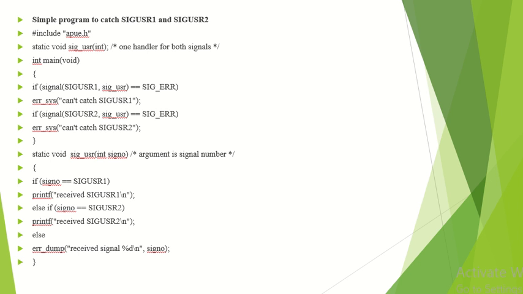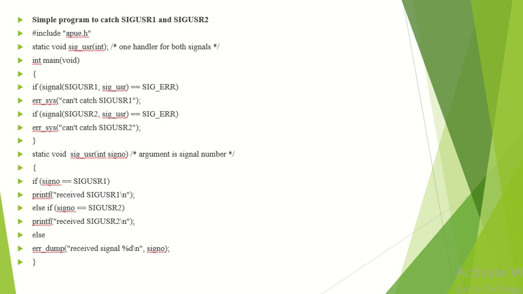And I think we need to focus on this sig_usr function. Static void sig_usr takes one argument, signo. If signo equals SIGUSR1, print received SIGUSR1, else if signo is SIGUSR2, print received SIGUSR2, else error: received signal %d with signo. Now let's focus on the main function.